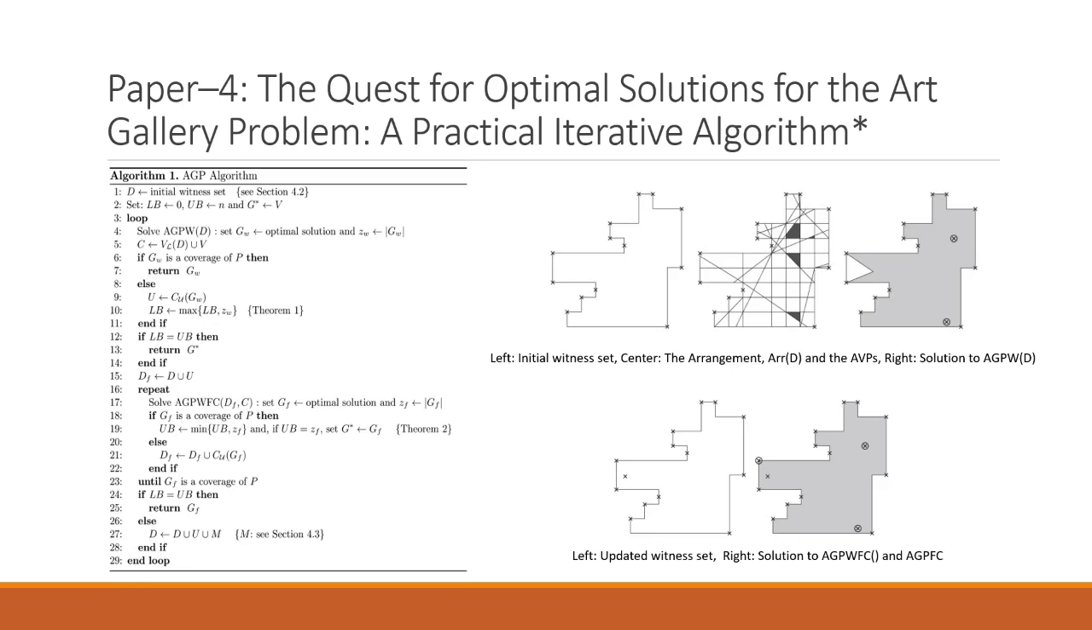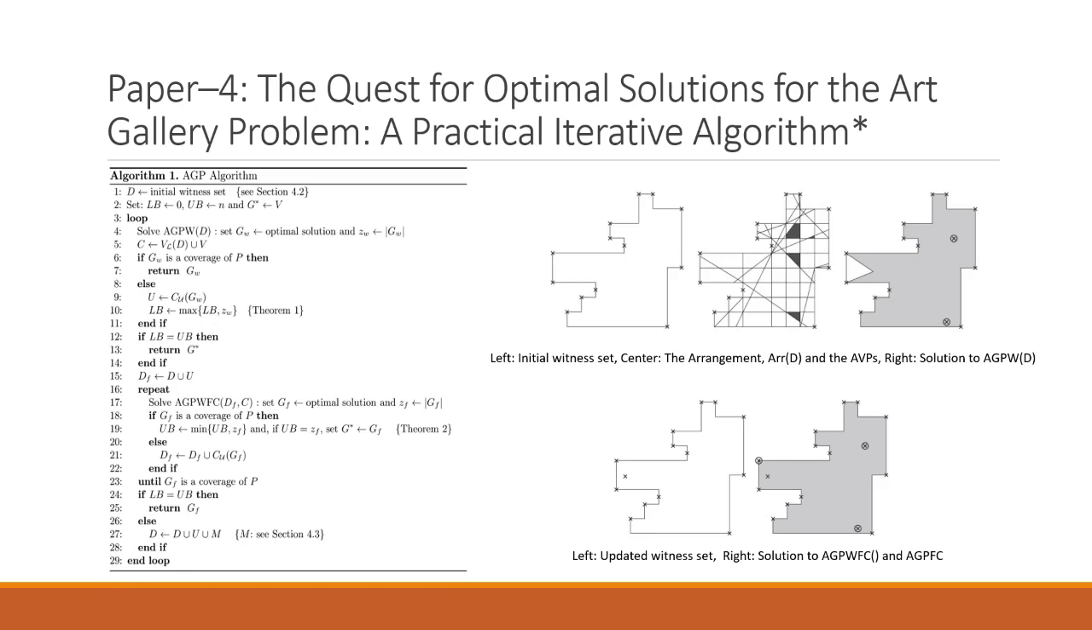This paper presents a practical iterative algorithm for the art gallery problem with point guards, which finds a sequence of decreasing upper bounds and increasing lower bounds for the optimal value. This paper gives a solution to AGP by solving other variants of AGP in the algorithm as seen in the previous slide. So these variants are the art gallery problem with witness, art gallery problem with fixed guards candidates, and the art gallery problem with witness and fixed guards candidates.